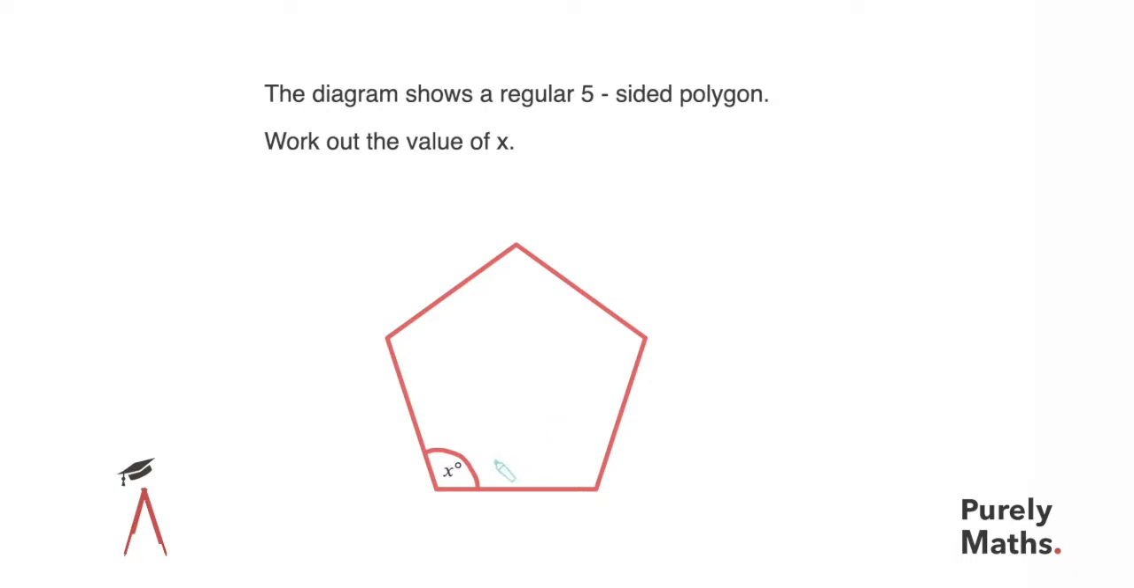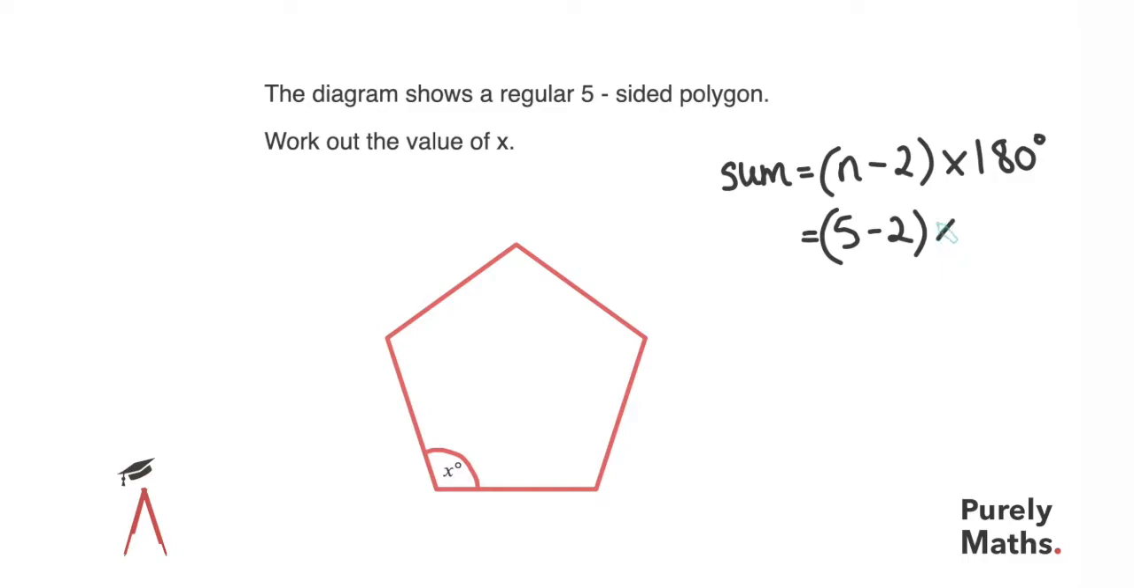The other way to work out the size of this angle X is by using the sum of the interior angles of a polygon. So remember the sum is equal to n, the number of sides, take away 2 to give us the number of triangles, and then multiply by 180 degrees. So in this case, n is 5, because there are 5 sides. So the sum is going to be equal to 5 take away 2 and then multiply by 180 degrees. 5 take away 2 is 3 and 3 lots of 180 is equal to 540. That means the sum of all the angles inside this 5-sided polygon is 540.